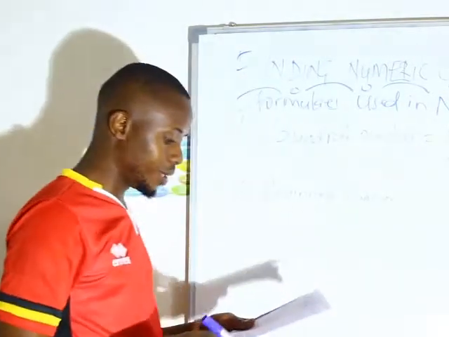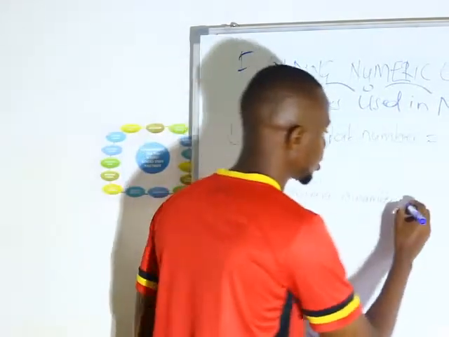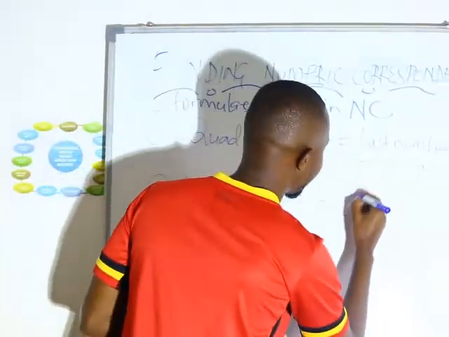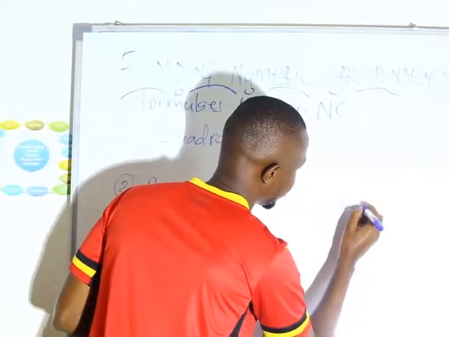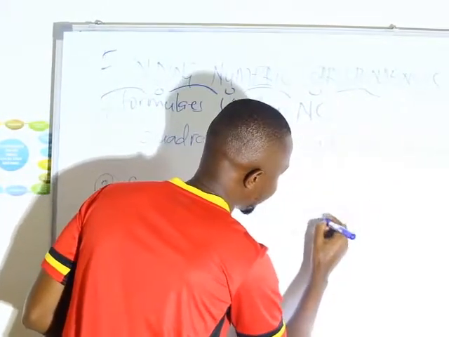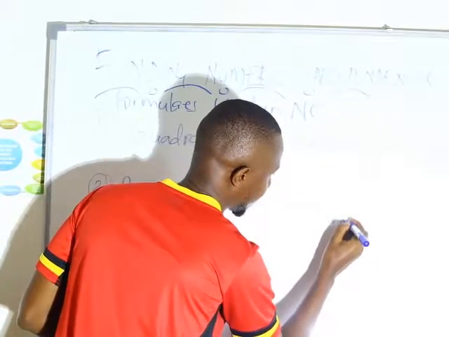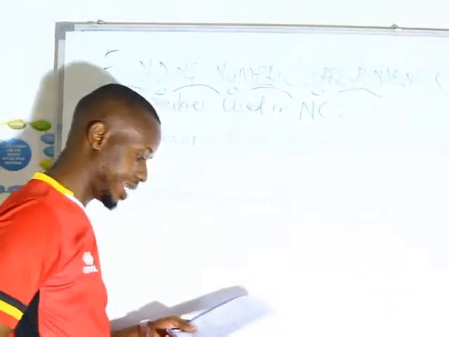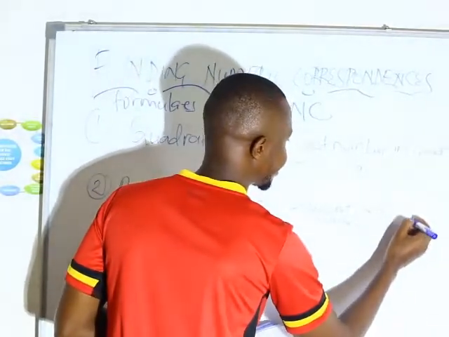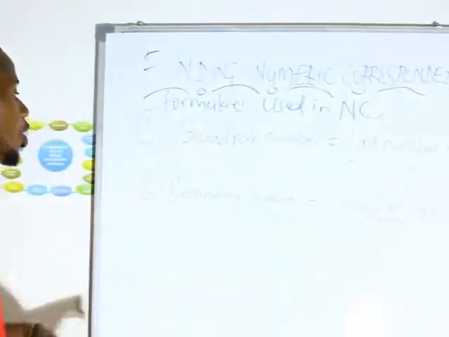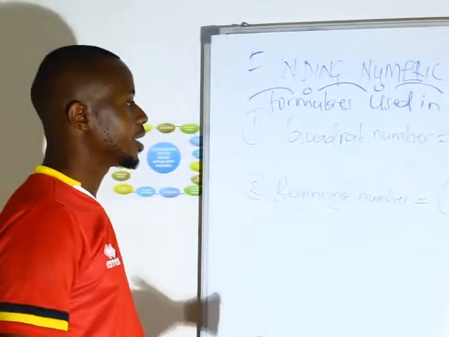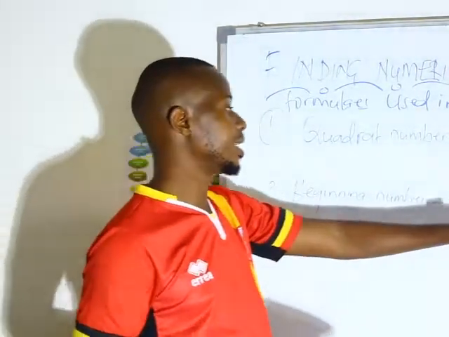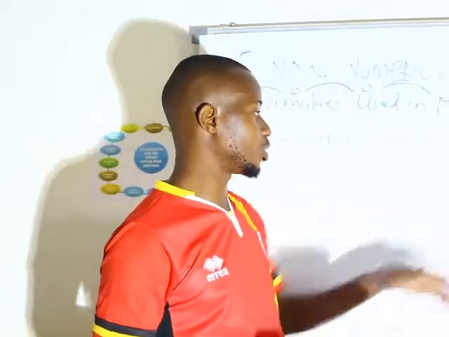The formula: beginning number equals quadrant number times 9 minus 8. Why do we subtract 8? It's the question, because we have known there are 9 numbers in the quadrant.